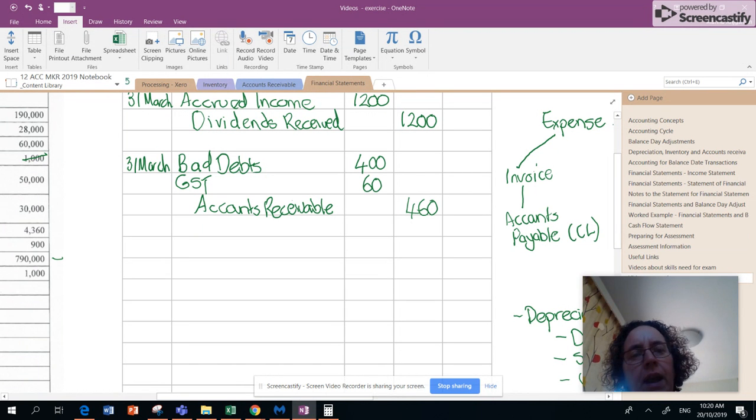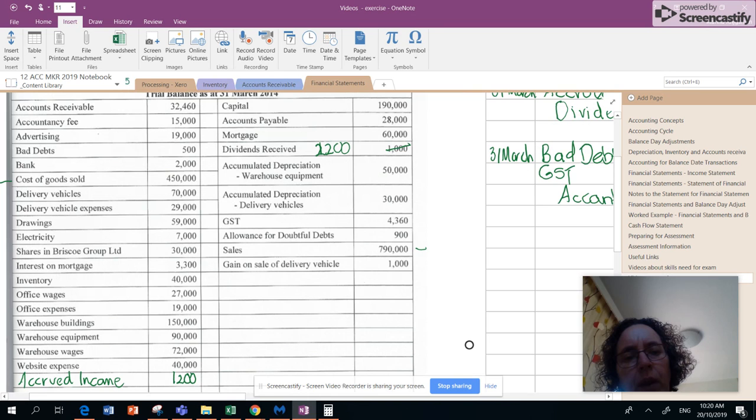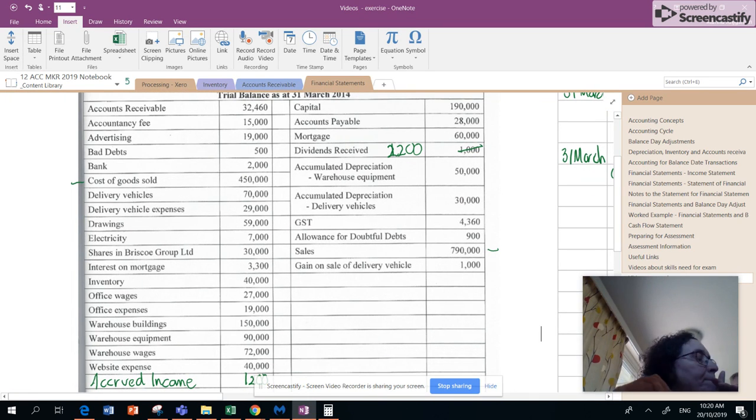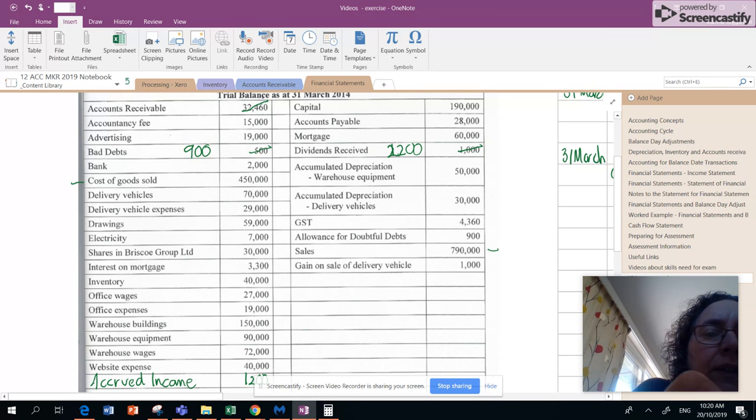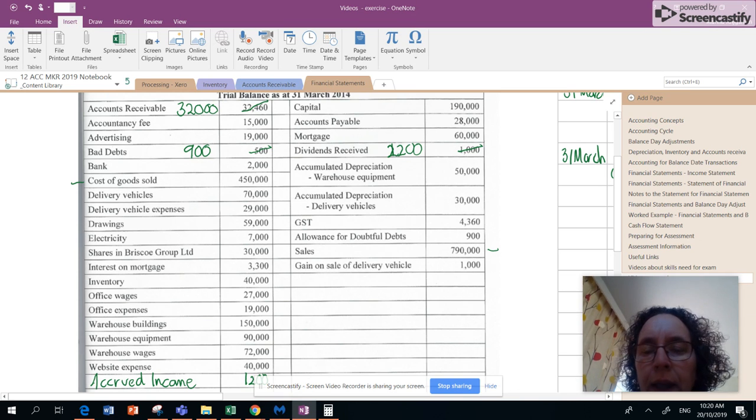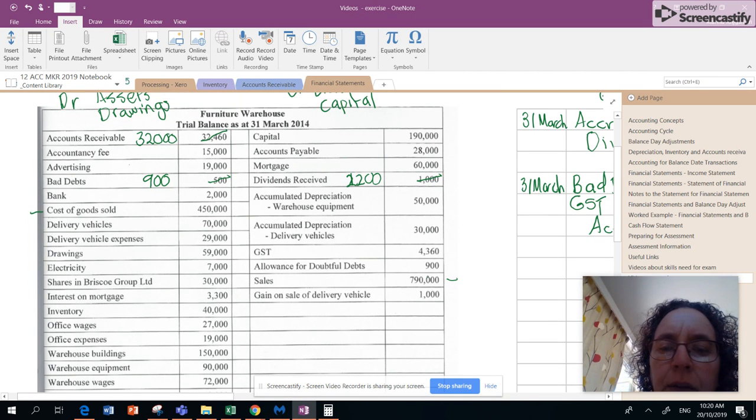Right, so now we've done that, we can make our adjustments on our thing. So bad debts is 900 because we add on the 400. We're going to reduce accounts receivable by 460, so we're going to get 32,000. And we're going to debit our GST, so we're going to reduce our GST by 60. So it is going to be 4,300.